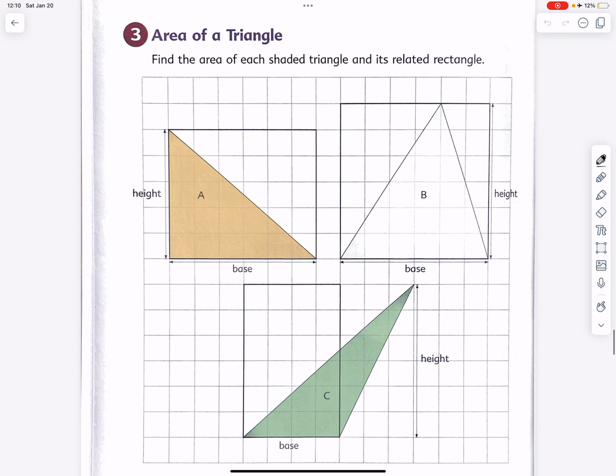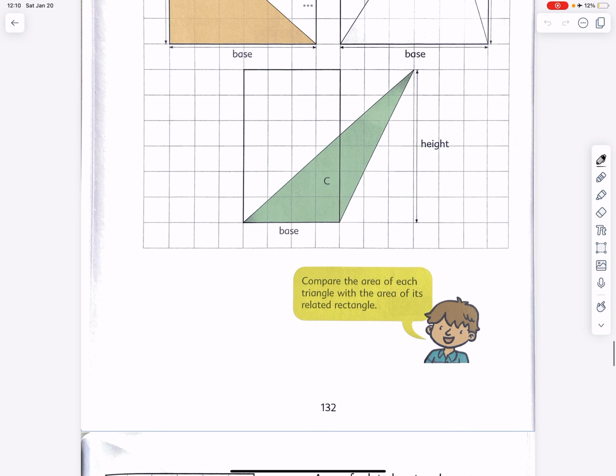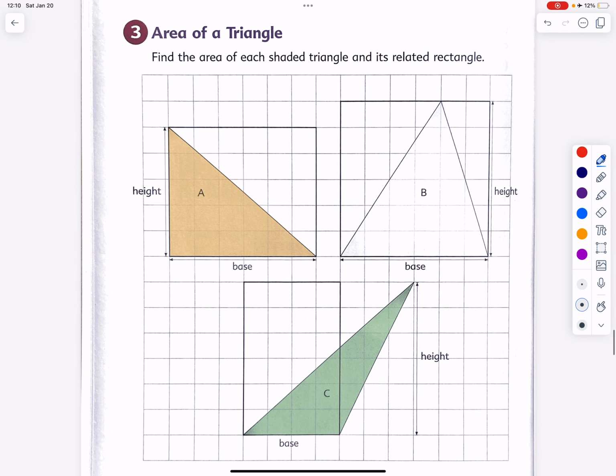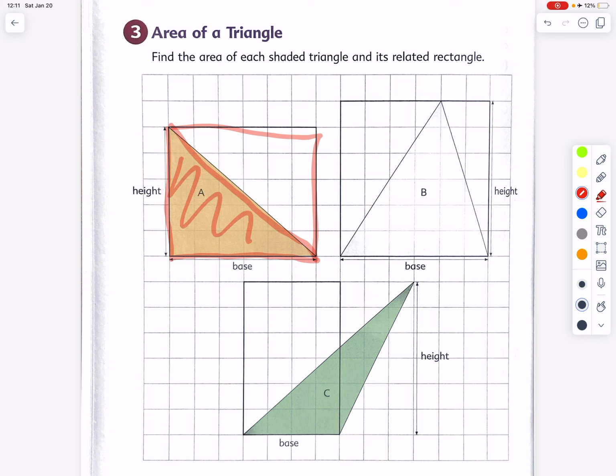Area of a triangle. We are on page 132 in our textbooks. Let's take a look. I hope you're already beginning to understand and realize from our previous exercises that a triangle very frequently is a half of a rectangle, right? We have one half and another half. Therefore, let's see what we can do.